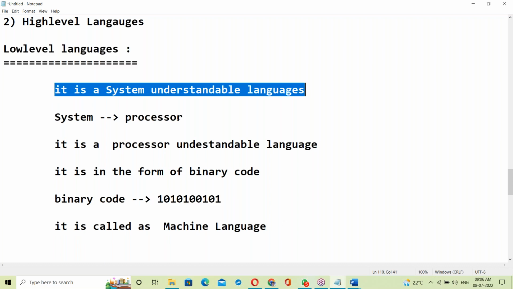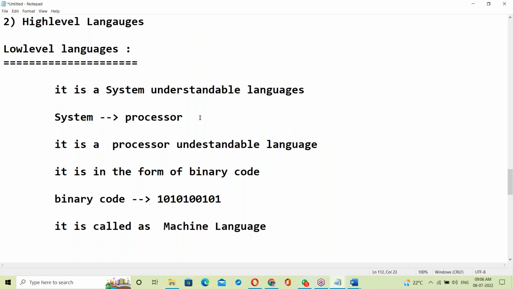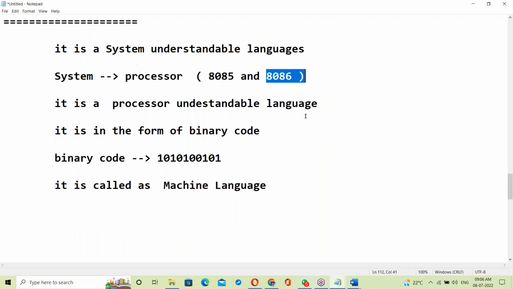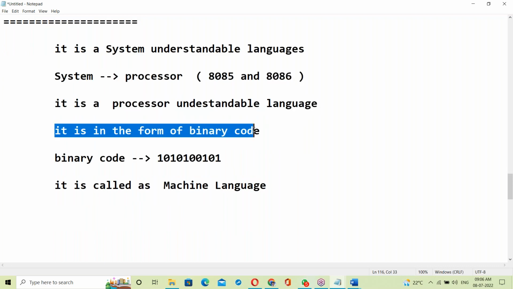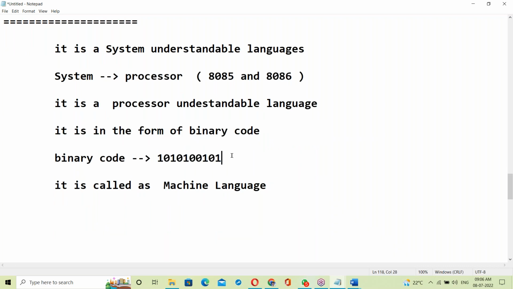It's a system understandable language. System is a processor. Processors like we have 8085 and 8086. Currently we are using 8086. Before the 90s it was 8085. From the 90s onwards, 8086. Presently 8086 here. Okay, fine. It's a processor understandable language. It is in the form of binary codes. Binary code is like this, zero-one format.